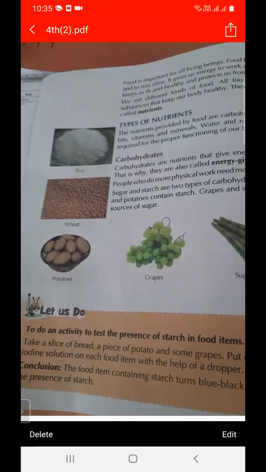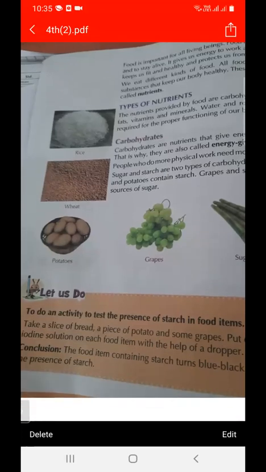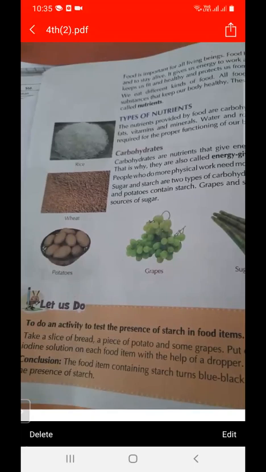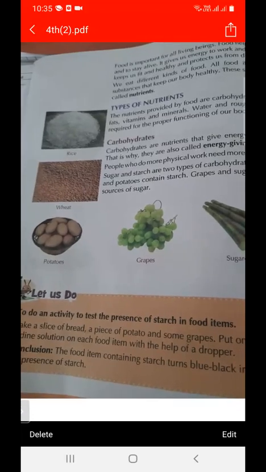So how can we check starch in a given food item? Suppose we take any food item, for example a potato, and add 2 to 3 drops of iodine on it. If it turns blue black, then it contains starch, otherwise it does not contain starch.